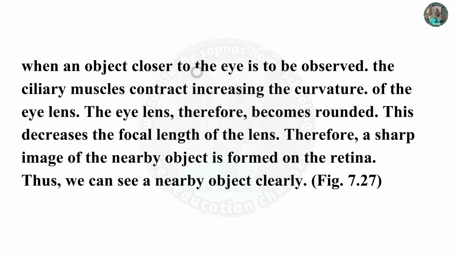When an object closer to the eye is to be observed, the ciliary muscles contract, increasing the curvature of the eye lens. The eye lens therefore becomes rounded. This decreases the focal length of the lens. Therefore, a sharp image of the nearby object is formed on the retina. Thus, we can see a nearby object clearly.